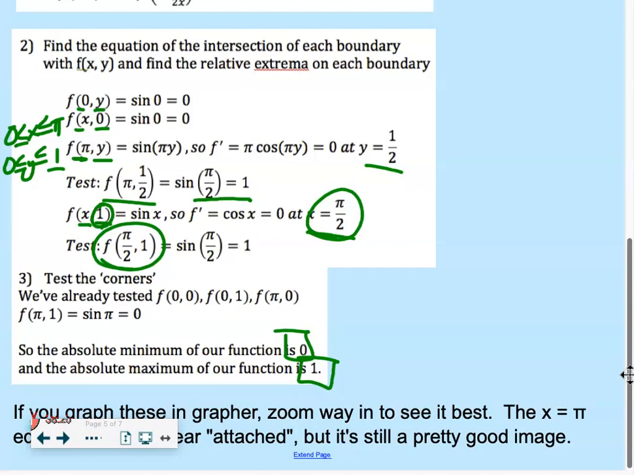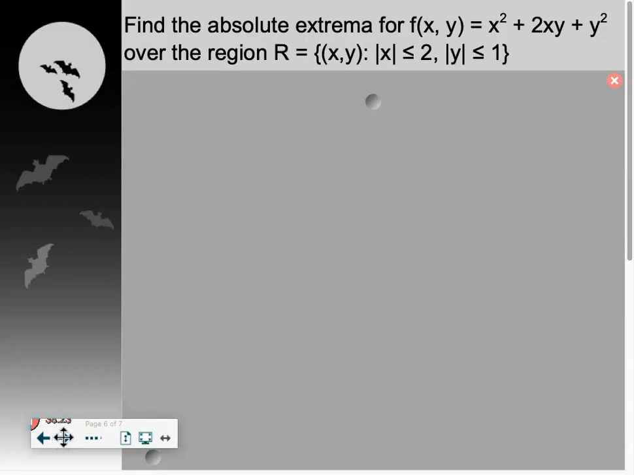All right, are we good? Okay, last one of the day. We got 14 minutes, plenty of time. We're going to find the absolute extrema for f(x,y) = x² + 2xy + y², where |x| ≤ 2 and |y| ≤ 1. When we say |x| is less than or equal to 2, that's just fancy talk for saying what? That's a 2.